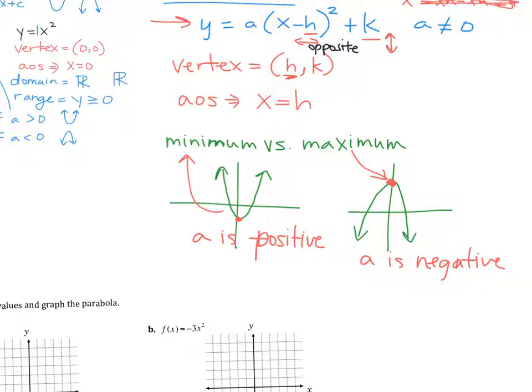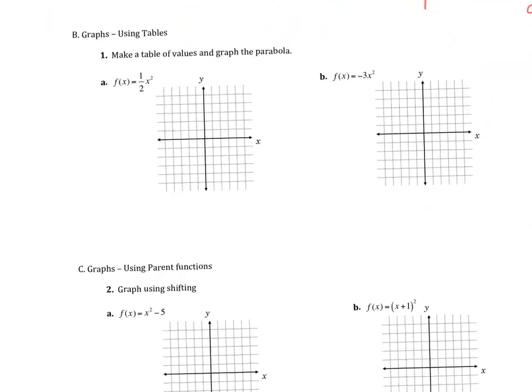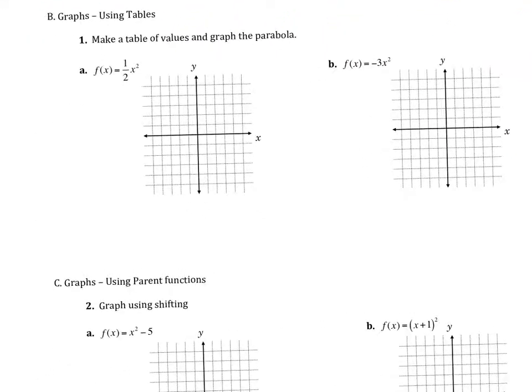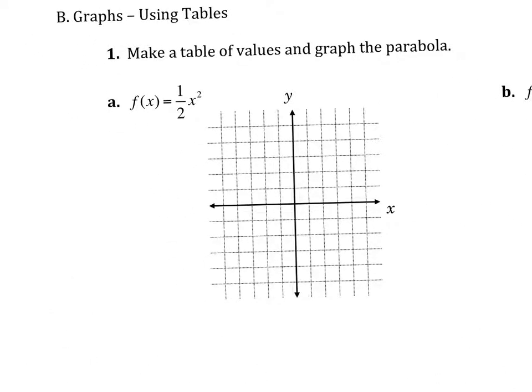Are we ready to try a few? Okay, let's do this. Let's look at number 1 here. It says make a table of values and graph the parabola. Now, if you're looking at this setup, the 1/2 is your A. There is no H, there is no K. So what is our H and K? 0, 0. Our vertex is 0, 0.